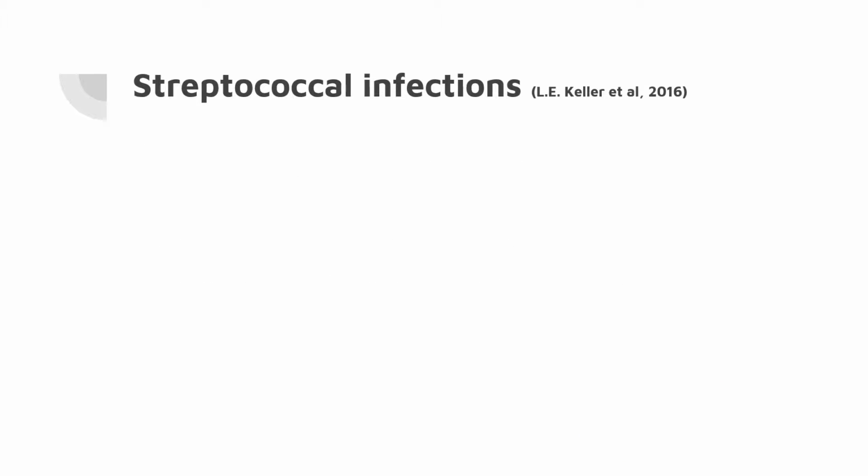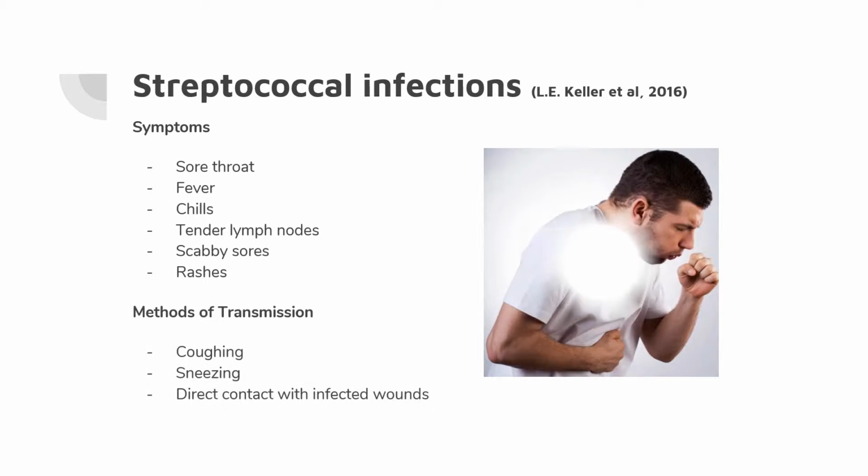Common symptoms associated with streptococcal infections in general include a sore throat, fever, chills, tender lymph nodes, scabby sores, rashes, and multiple others depending on the form. In general, most are relatively contagious, and so coughing, sneezing, and direct contact with the infection are all methods of transmission.